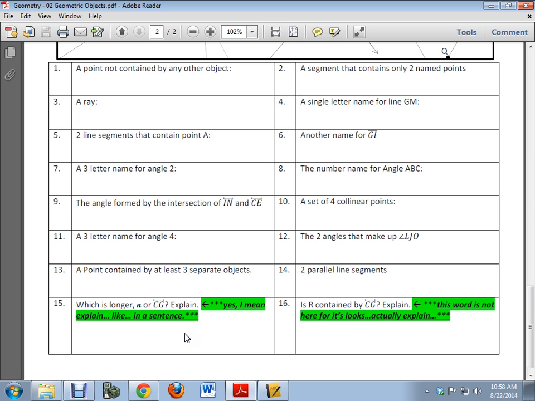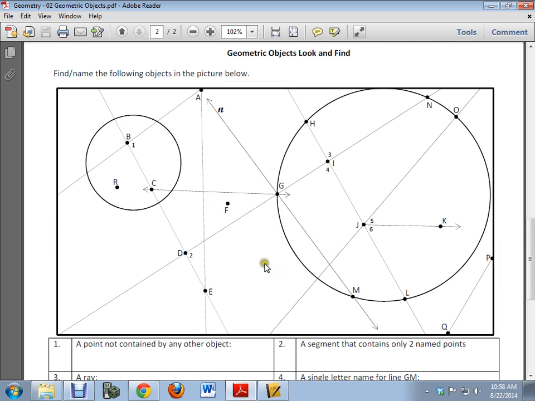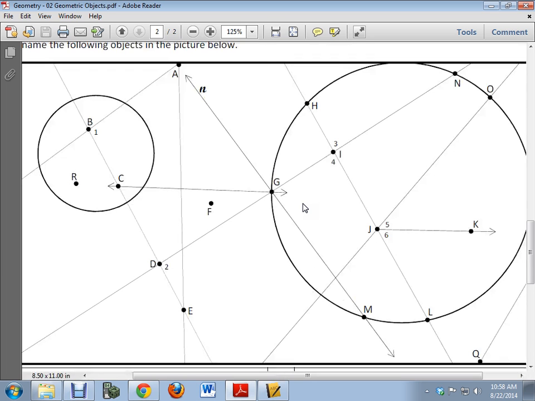It says, which is longer, N or CG? So I'm going to go to this picture, and I'm going to find these two objects. Okay, well, N. N refers to this line right here. So here's N, arrows on the ends. And then it asked me about CG. And it's simply asking the question, which is longer?